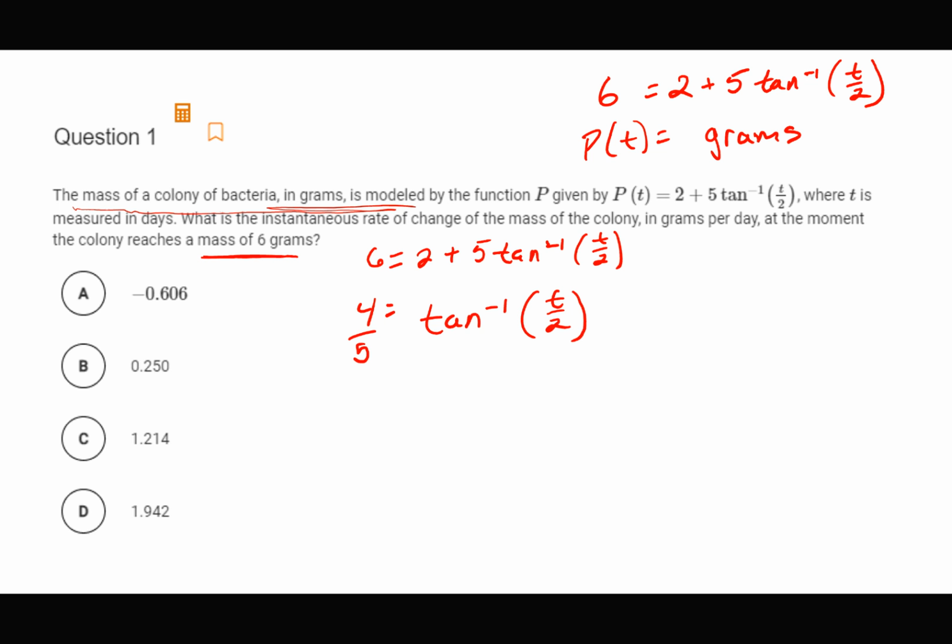So 4/5 equals tan inverse t over 2. How do I solve that for t? So tan inverse, is this the same thing as saying tangent of 4/5 equals t over 2? Is that the same thing? Yes. Okay, so tan inverse, inverse tangent is how we find an angle, essentially. So this is saying tangent of the angle 4/5 equals t over 2.